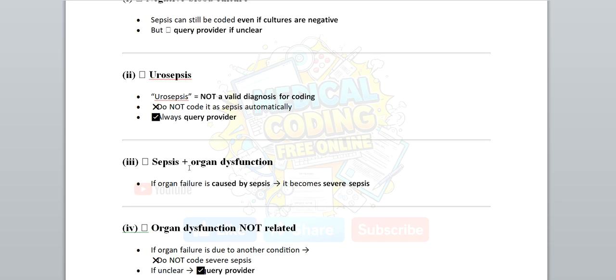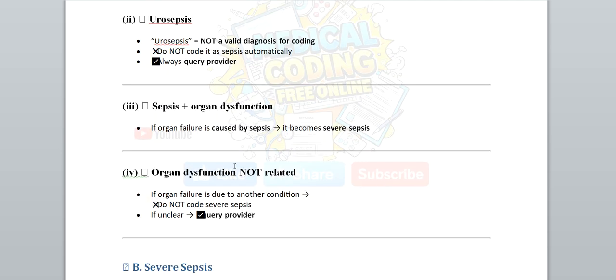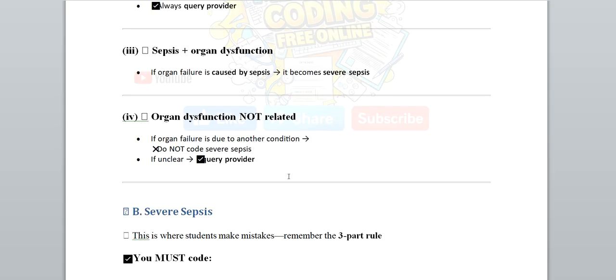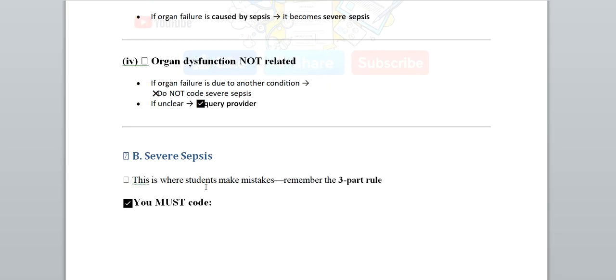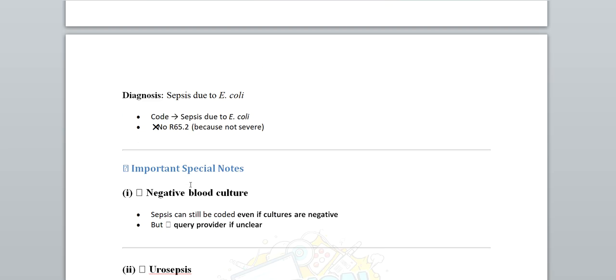So, sepsis and organ dysfunction. If organ failure is caused by sepsis, it becomes severe sepsis. Okay. Organ dysfunction not related: if organ failure is due to another condition, do not code severe sepsis. If unclear, query the provider. Okay. So, this is the sepsis.